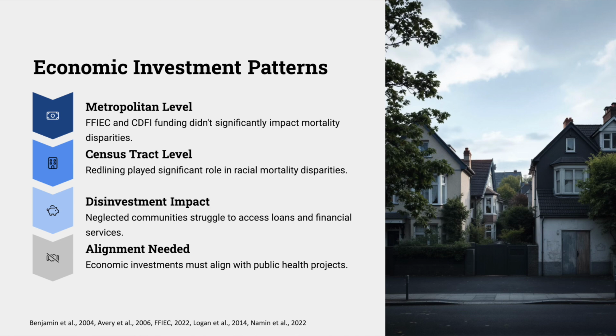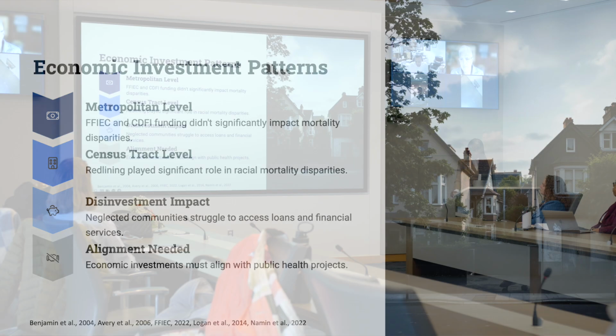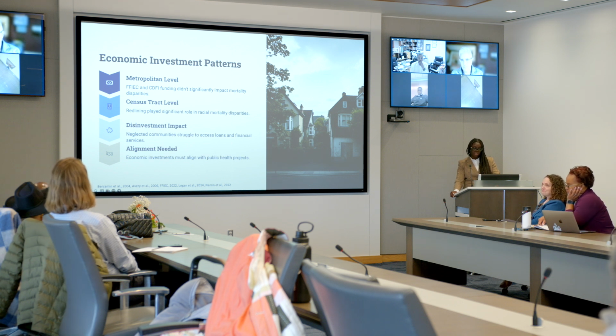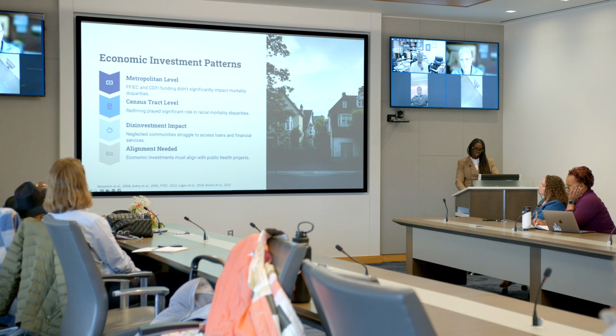Economic investments played a critical role in shaping racial mortality disparities. At the MSA level, investments from the FFIEC and CDFI did not significantly affect mortality disparities, suggesting that broad regional investments may not have been sufficient in addressing the needs of marginalized communities, and or future studies need to do more of a granular approach to looking at how investment flows. At the census tract level, redlining, once again, which is contemporary mortgage disinvestment, was identified as a significant factor in racial mortality disparities, underscoring the importance of targeted investment in disinvested neighborhoods.